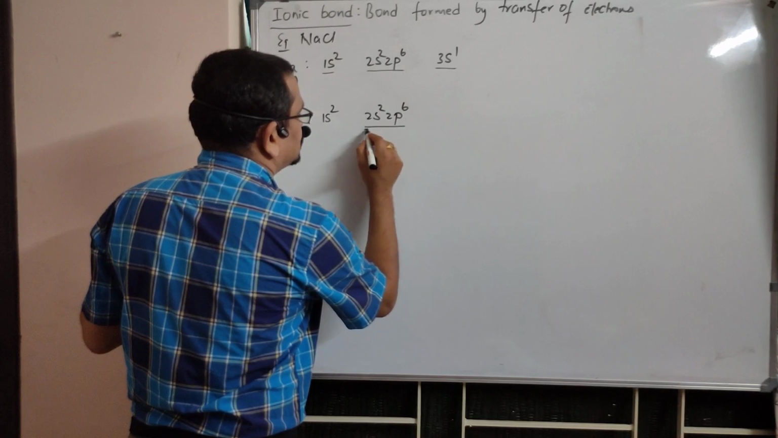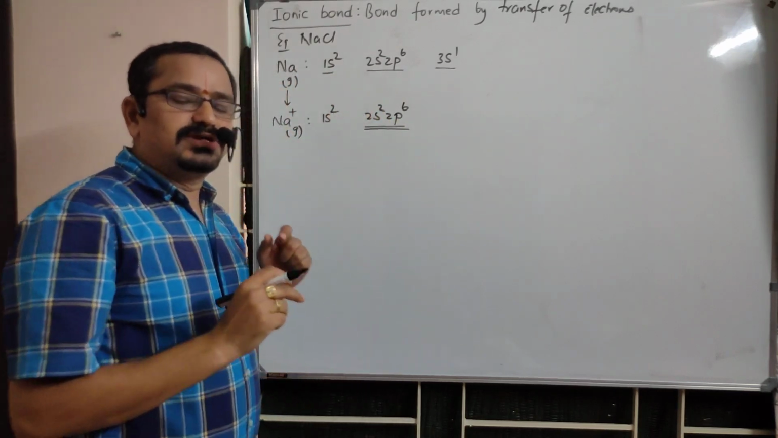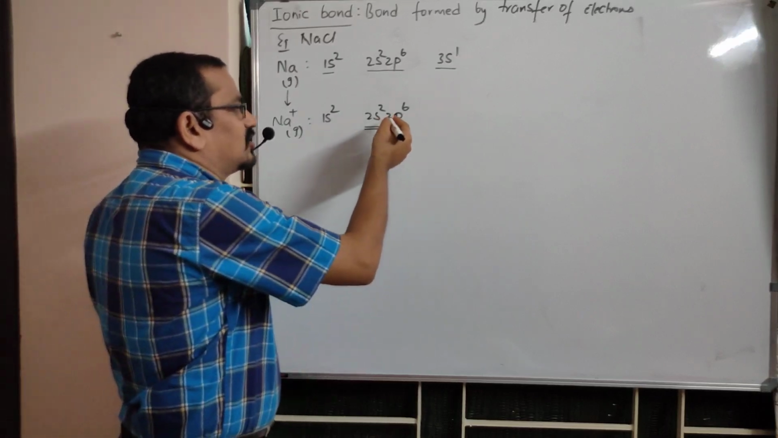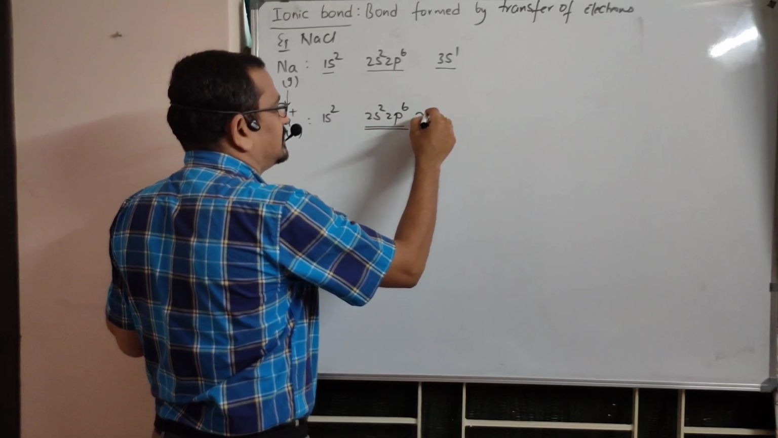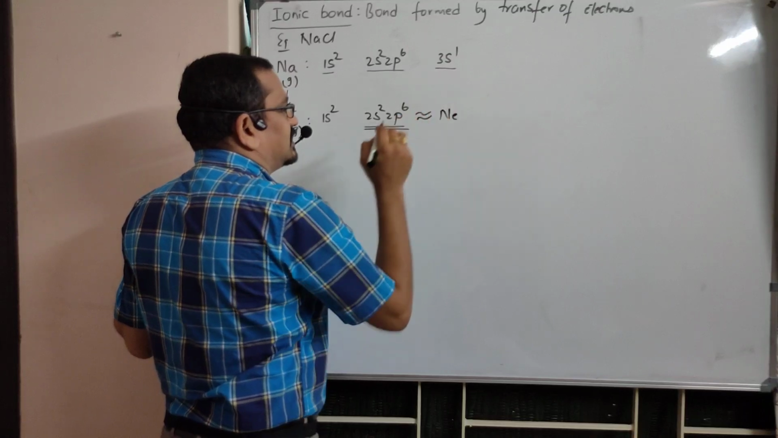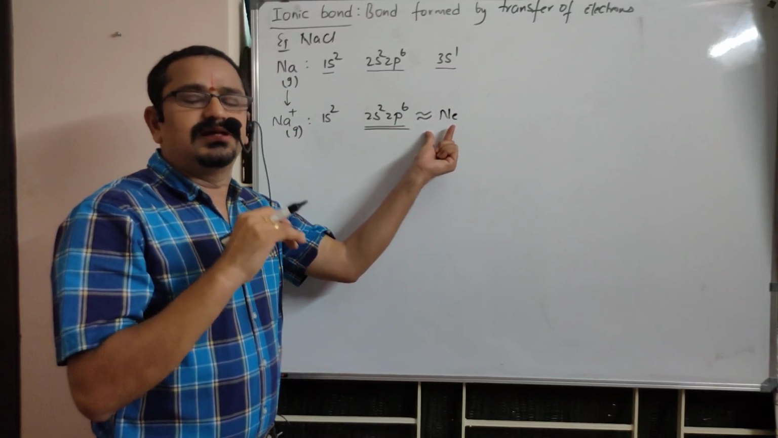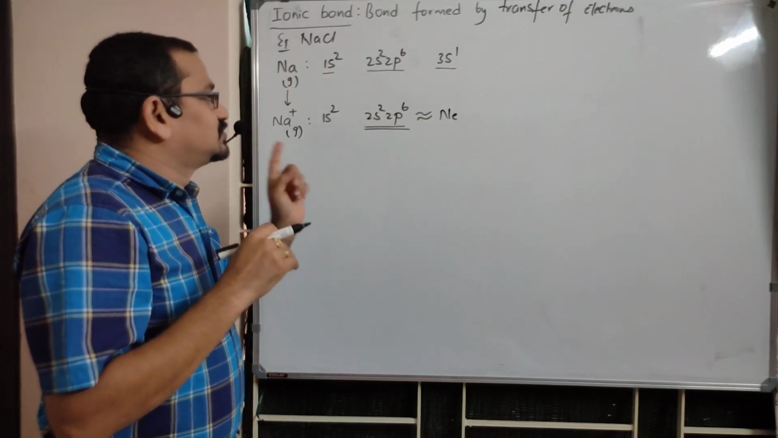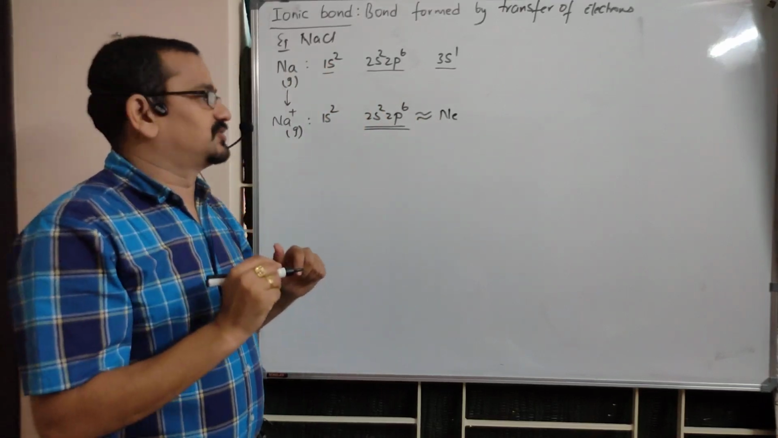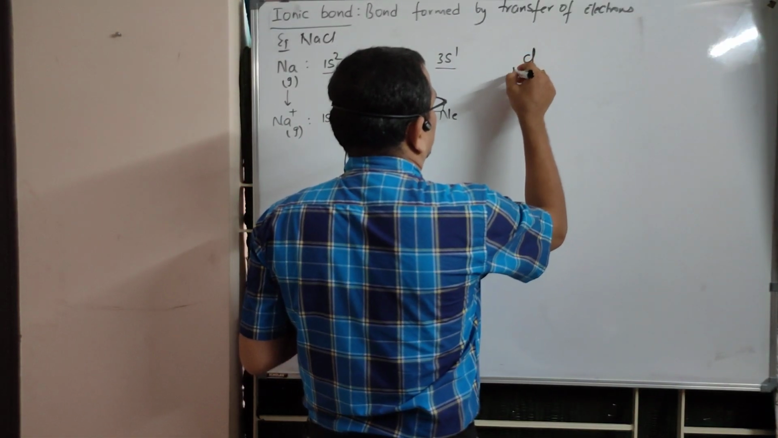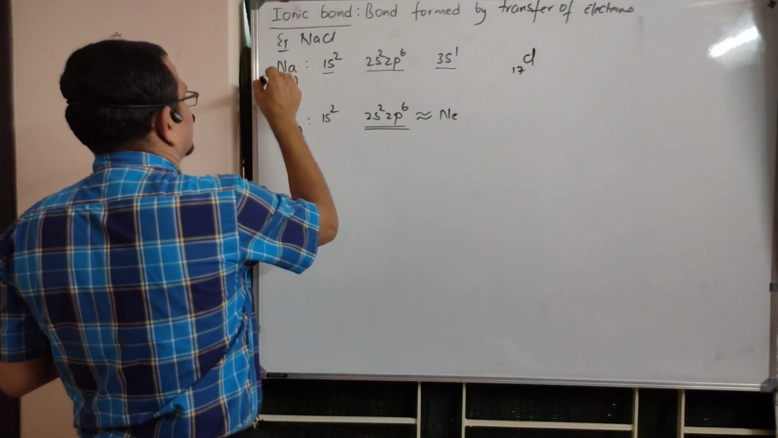Now 2s2, 2p6 is the outer electronic configuration for Na plus ion, which is a stable octet set of configuration. This is also equal to neon electronic configuration. That's why to attain this nearest inert gas neon electronic configuration, sodium readily loses one electron and becomes Na plus ion. When it comes to chlorine atom, whose atomic number is 17, this is 11.